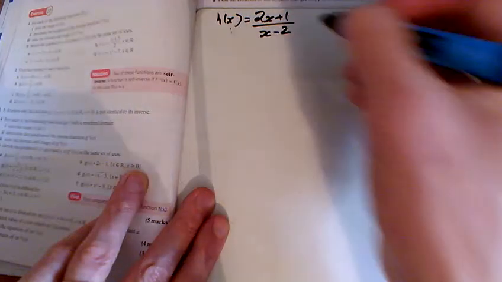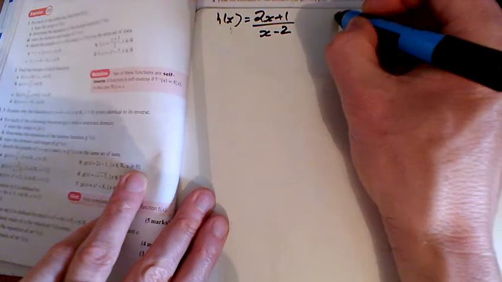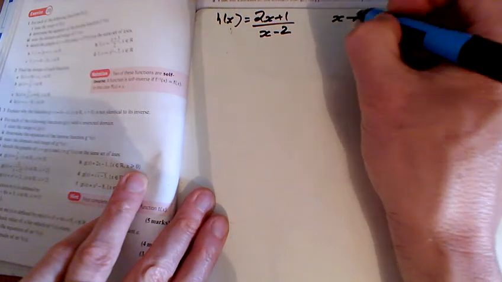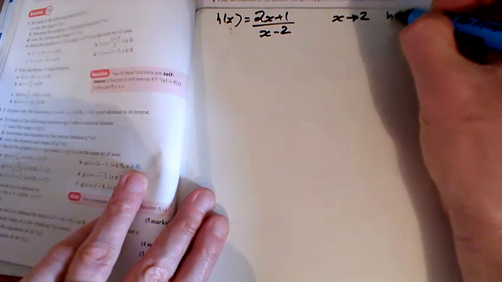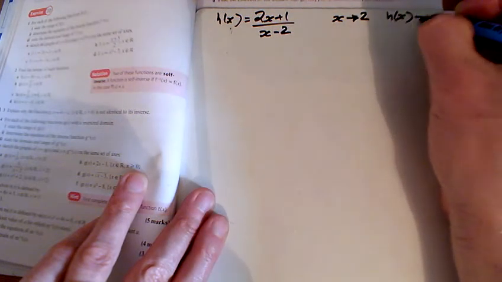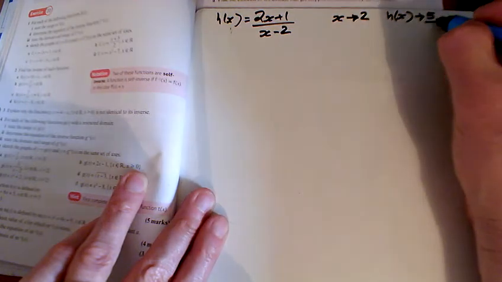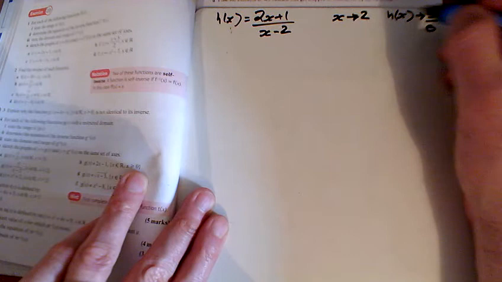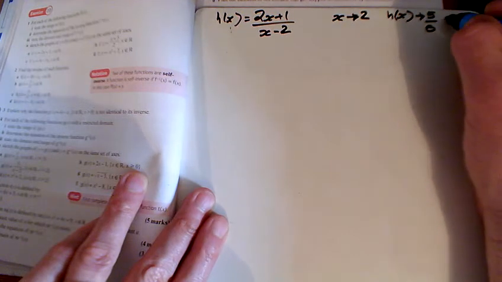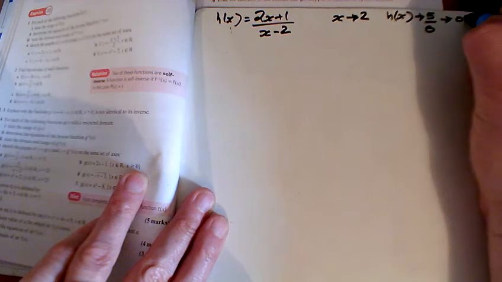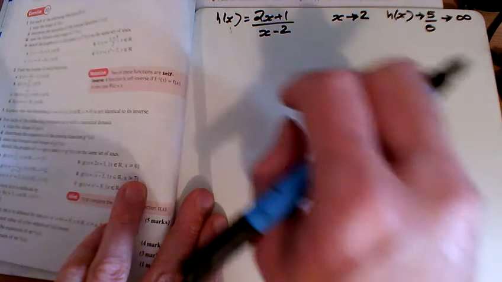Question 7. This is a very big question, lots to do here. Part A just says what happens as x gets closer to 2. So as x gets closer to 2, h of x will get closer to, stick a 2 in there, we get 5 over 0. And as the denominator gets closer and closer to 0, that gets higher and higher, closer and closer to infinity. It goes off larger and larger and larger.